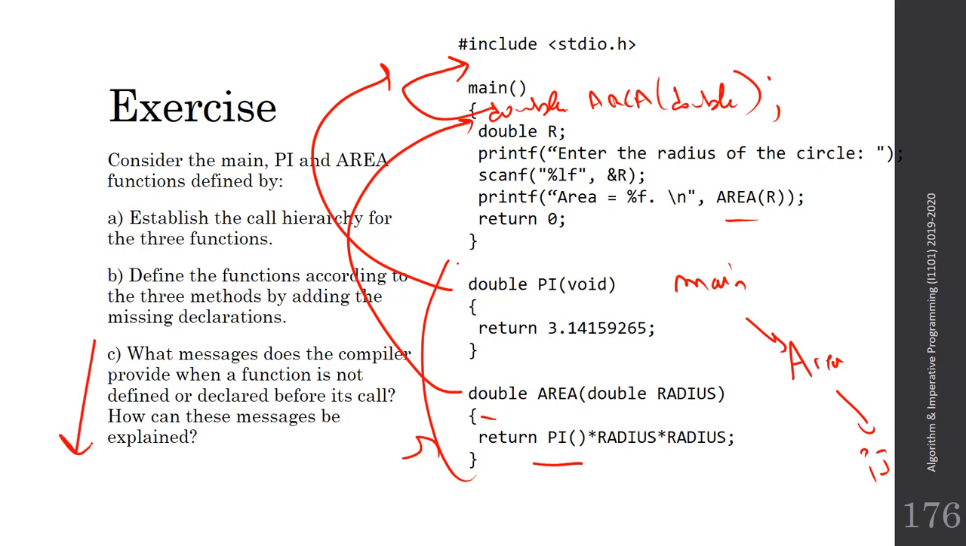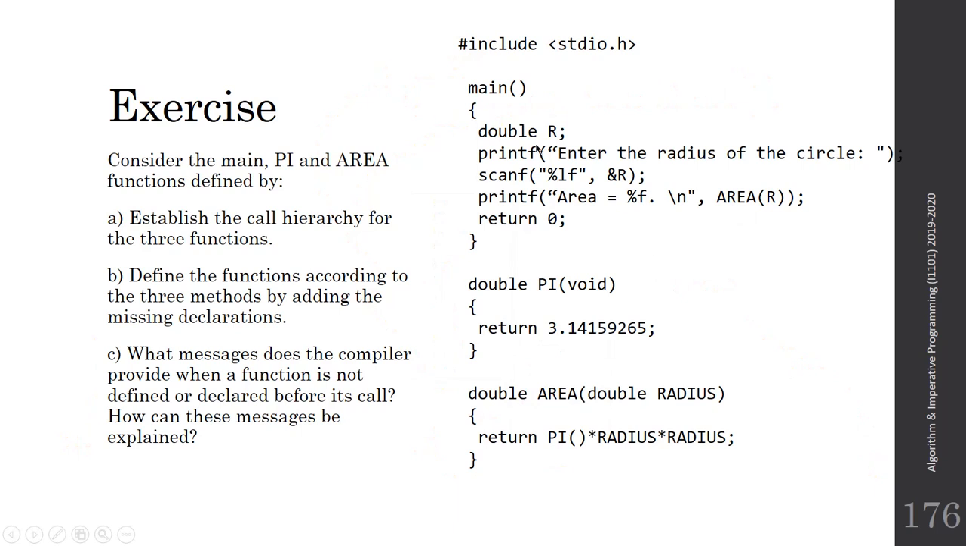So in C, what messages does the compiler provide when a function is not defined or declared before it's called? How can these messages be explained? You will see later. We'll give you an example. It depends on the compiler what the error is, but usually it will tell you that the function is not defined, even if you are defining it later on. For example, if you keep this code and compile it without placing the prototype, whenever it reaches area, it will tell you area is not defined.